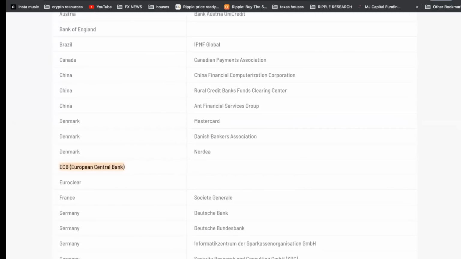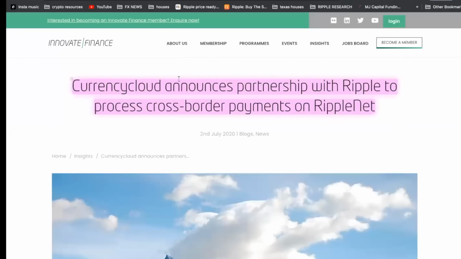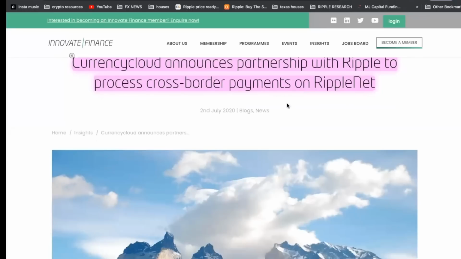And last but not least, ladies and gentlemen, we have the biggest bank in South Africa, Standard Bank. Coming over here to finish it off, Currency Cloud. This is, again, another one of those indirect partnerships where they're not going to announce it, but Ripple is integrated. We see Currency Cloud announces partnership with Ripple to process cross-border payments on RippleNet.